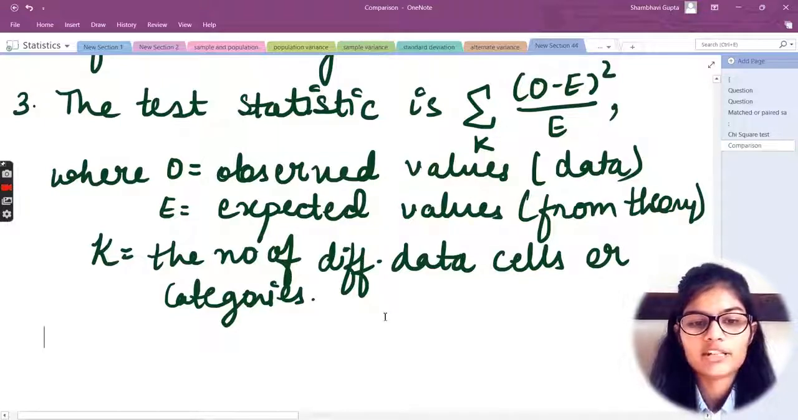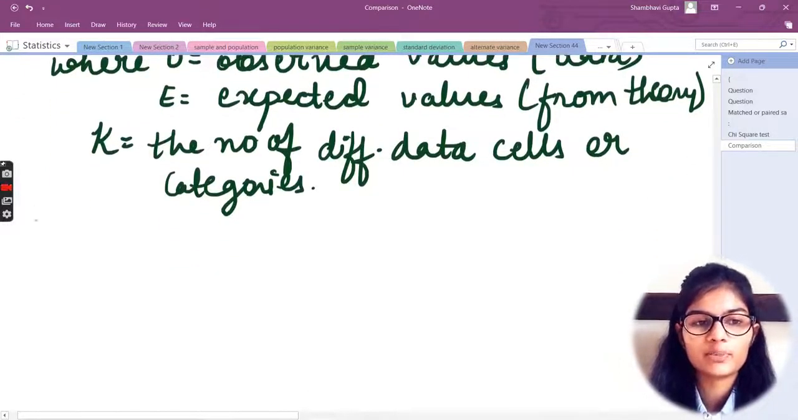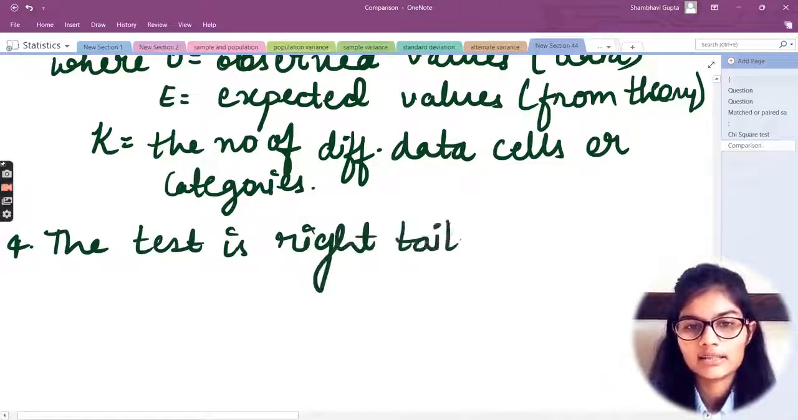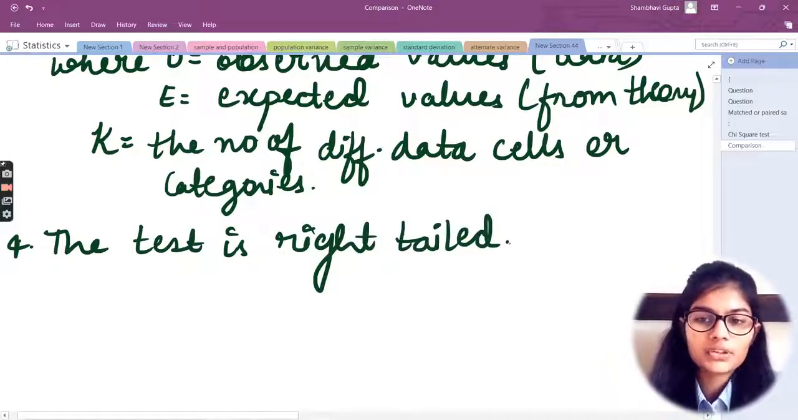Okay, fine. Coming down here, next we have point number 4, and point number 4 is that the test is right tailed. The test is right tailed, right? So these are some rules, a quick recap regarding the goodness of fit hypothesis test, right? Hope I am very clear with this.